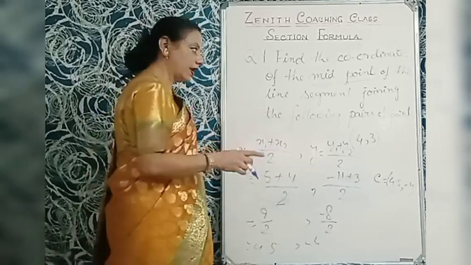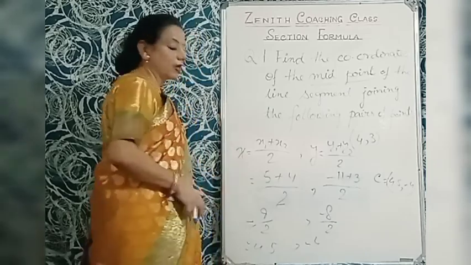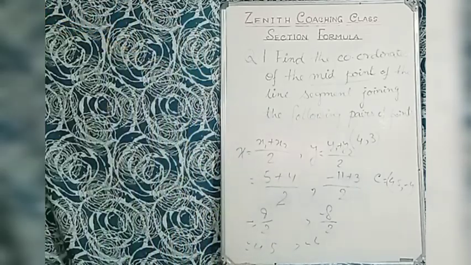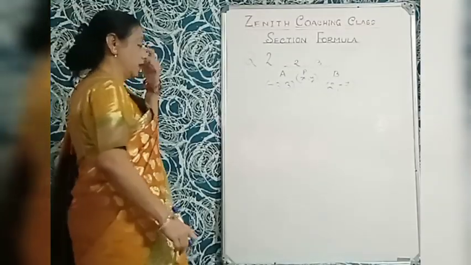This is the coordinate of the midpoint, because here M1 is to M2 equals 1 is to 1. Okay, so let's see the sum. We will go to the next sum. Here is the next sum.